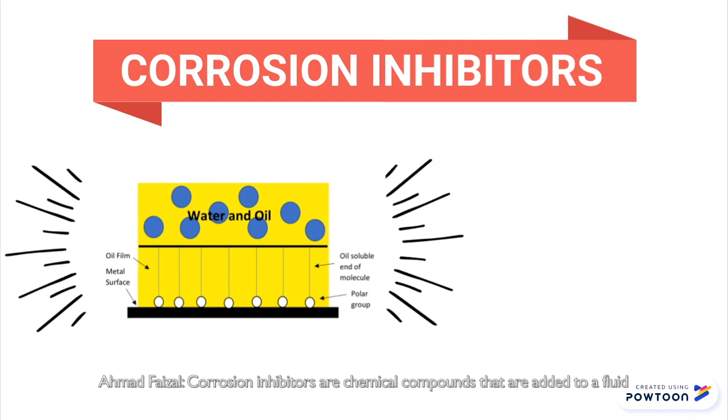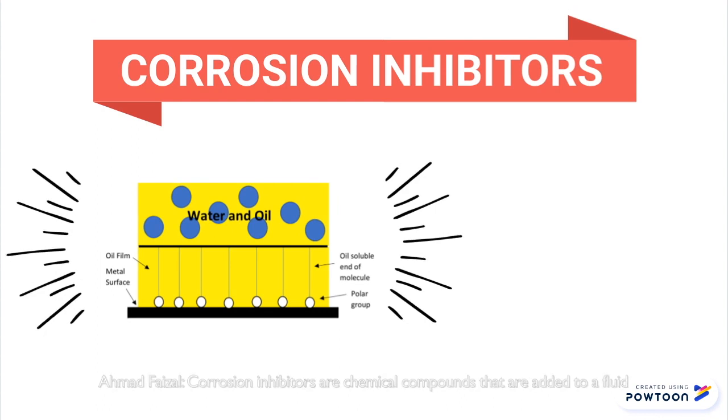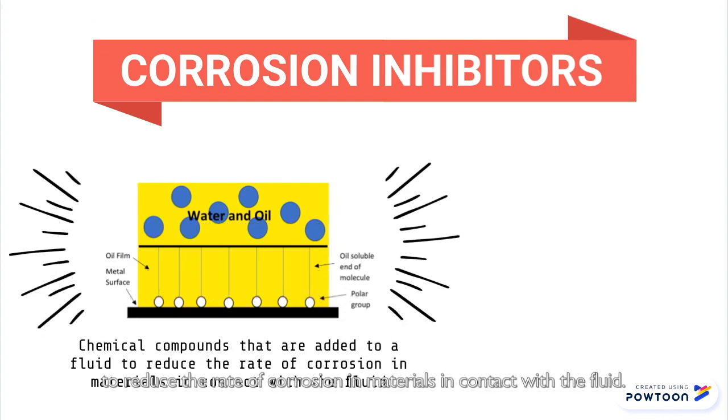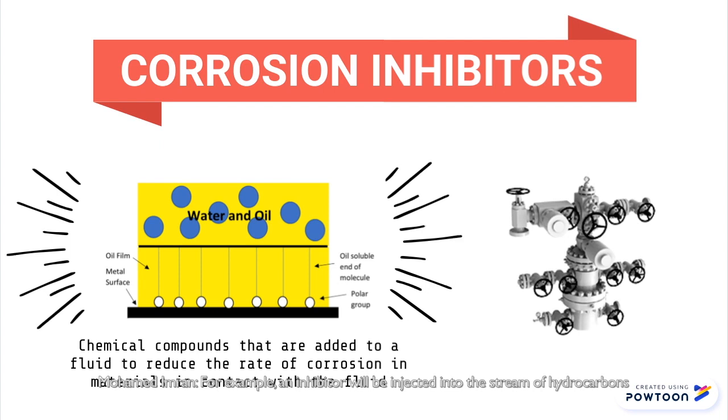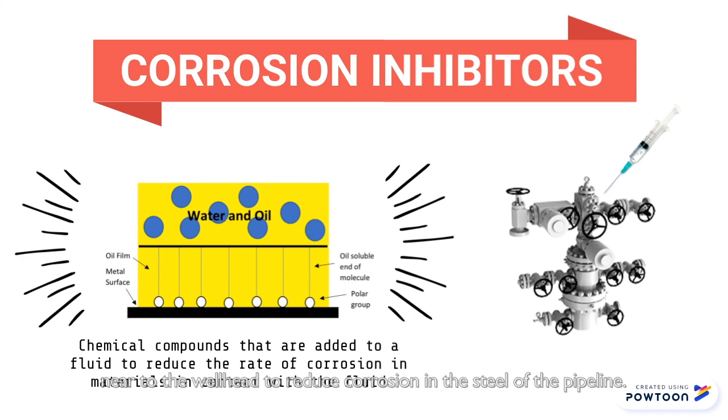Corrosion inhibitors are chemical compounds that are added to a fluid to reduce the rate of corrosion in materials in contact with the fluid. For example, an inhibitor will be injected into the stream of hydrocarbon near the wellhead to reduce corrosion in the steel of the pipeline.